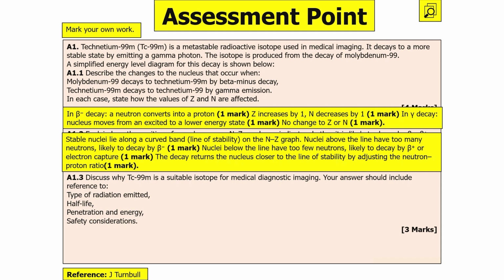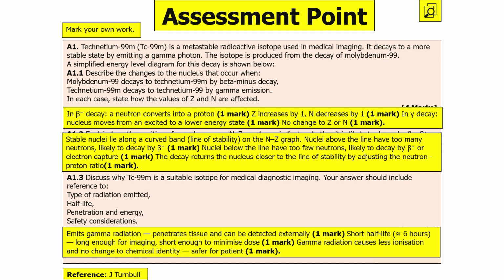Now, we would use technetium-99m as it emits gamma radiation, so it penetrates tissues and can be detected externally. It has a short half-life of about 6 hours, long enough for imaging but short enough to minimize dose. The gamma radiation causes less ionization and no change to chemical identity, making it safer for the patient.